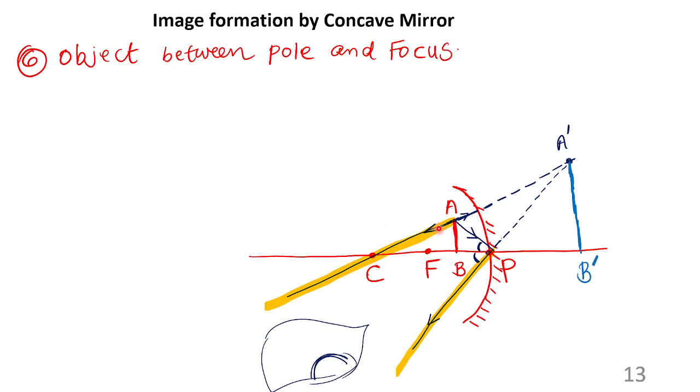So I feel that a small candle placed nearer to the mirror gives an enlarged image. I feel that there is a much larger candle standing here, but if I keep a screen here, the image will not be available on the screen. So this will be the case. So we get an enlarged and erect image in this case.